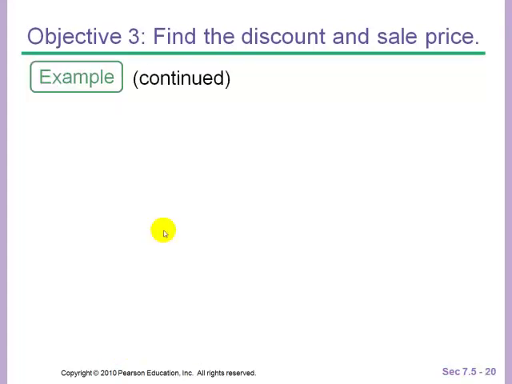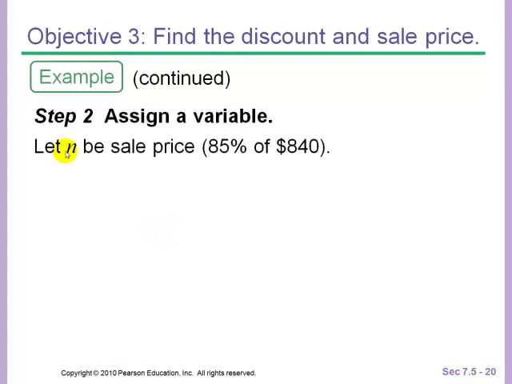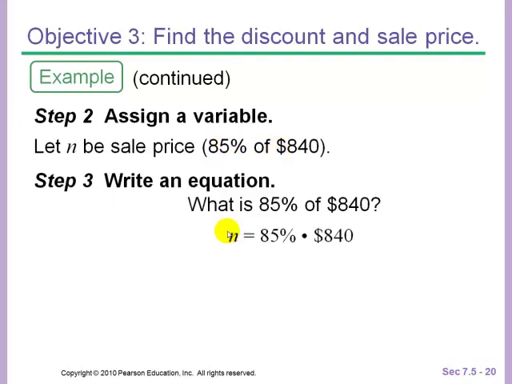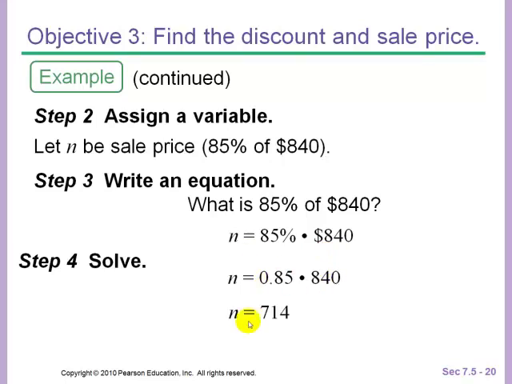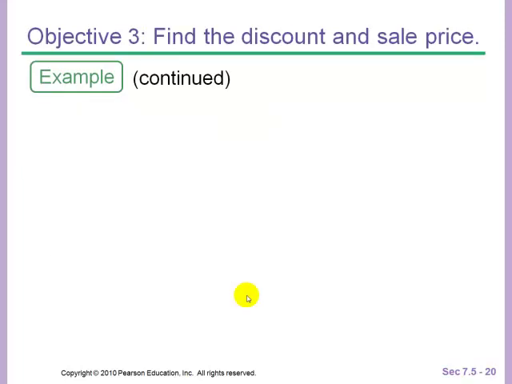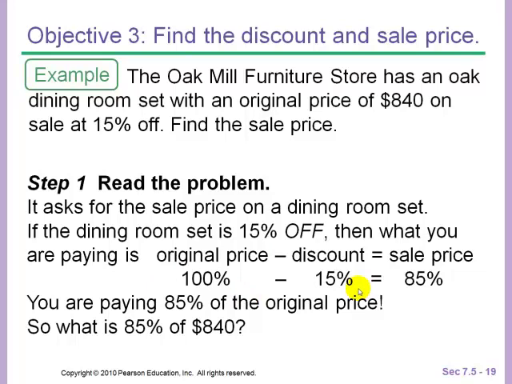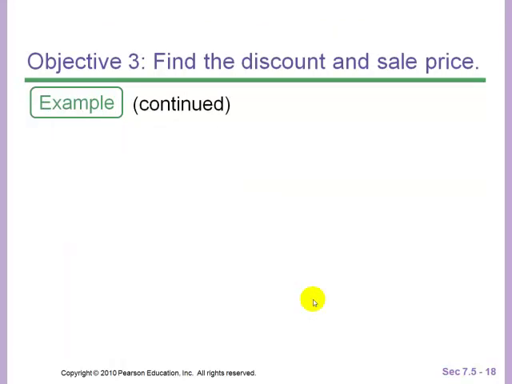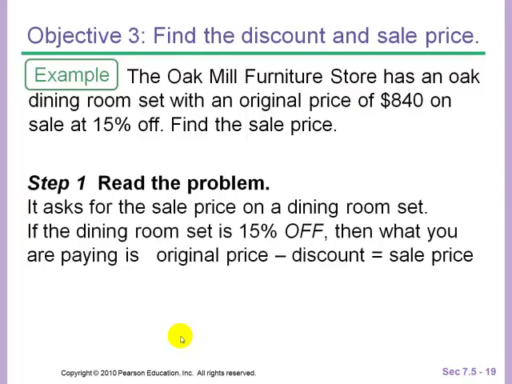Again, this is an alternate option. So we'll let n be the sale price. Notice this is different. Before, in our first option, we were finding the discount. Now we're finding the sale price, which is going to be 85% of the 840. So n is 85% times 840, which converts to 0.85 times 840, which is 714. So we got our same answer of 714. The difference here is that we're doing the subtraction first, 100% minus 15%, whereas in the other option, we ended with our subtraction. So you're still doing the same operations, it's just the order you're doing them in.